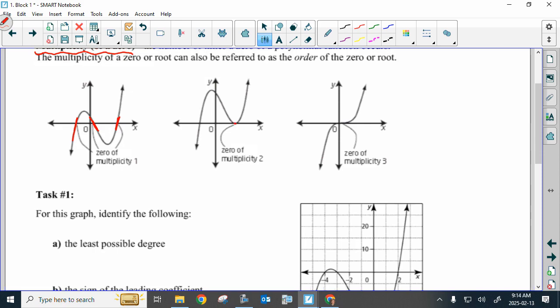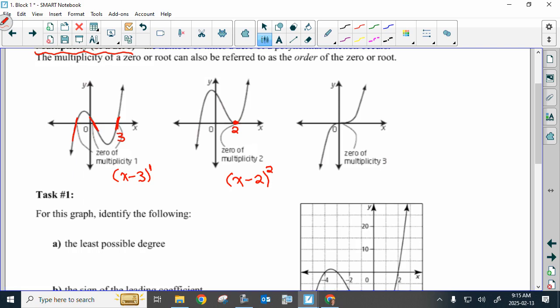This is what multiplicity of 2 would look like. If I've got an x-intercept of 2 and I want to bring it back to the factor, then the factor x minus 2 would have to be taken to the power of 2. So when you see multiplicity of 2, that factor had to be taken to the power of 2. If this was a 3, then the factor x minus 3 was just taken to the power of 1. If there's nothing there, it's assumed to be 1. That's what multiplicity of 1 looks like.